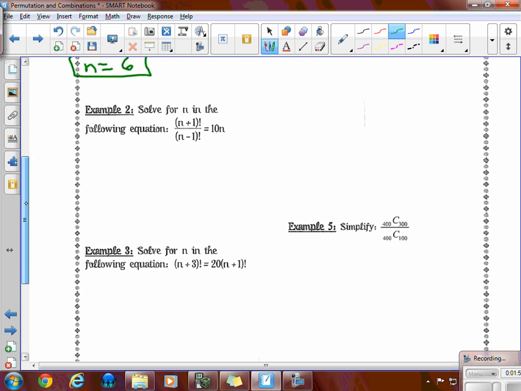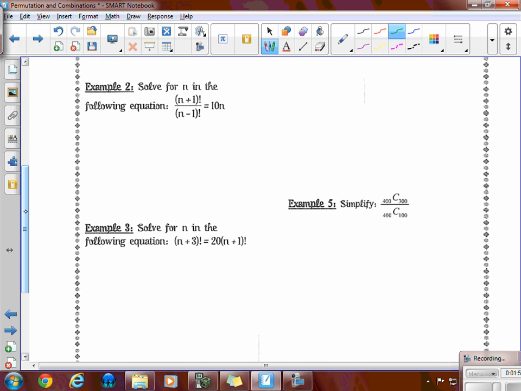Example 2 gets a little bit more complex. We have an n on both sides of the equation now, but the same sort of idea follows through. Look at your numerator and the denominator, decide which factorial statement is in fact larger, count down till you reach the other one, simplify them, and then we start working. So in this example, n plus 1 factorial on the top is definitely larger than the n minus 1 factorial on the bottom.